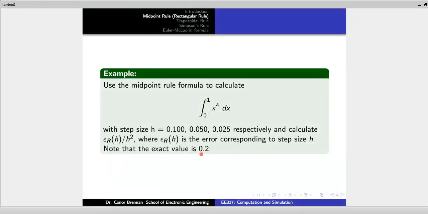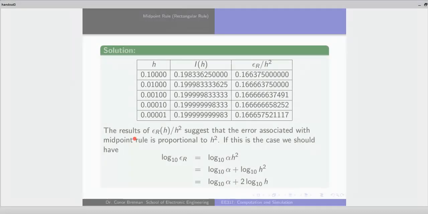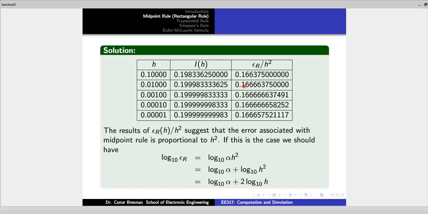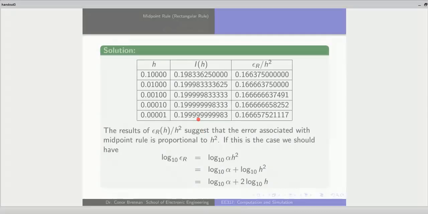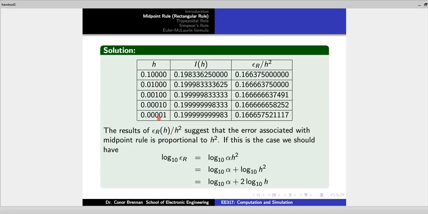If we work out the numerical estimate, compare it to 0.2, get the error, divide it by h squared, we should see a constant emerging because the error should be proportional to that. So that's what we did. Actually, sorry, I do something slightly different in the solution. I don't use these h's, I actually use these h's. So it's the same idea.